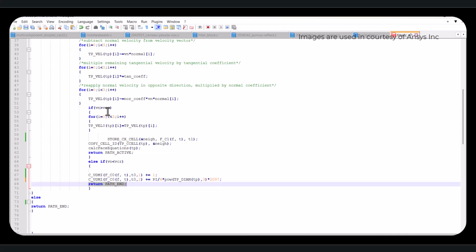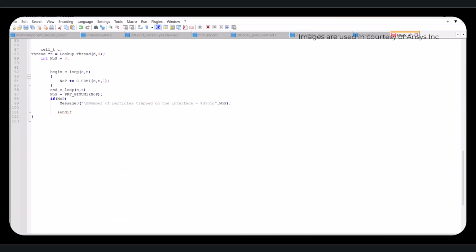Now if Vn is greater than Vcr, we cannot stop that. Now we need to get back the velocities which are created, and that would be injected into TP_VEL(tp), right? This velocity is nothing but the retrieving velocity. Once it hits, how it comes back and how it travels. That is the new velocity that needs to be assigned to the particle after it hits, right? This is a UDF, and we'll just check how we can integrate that.